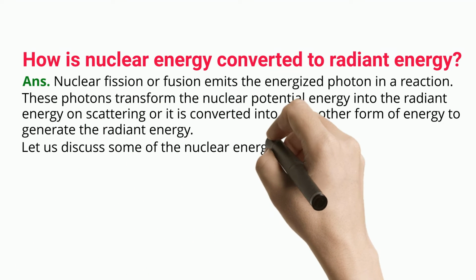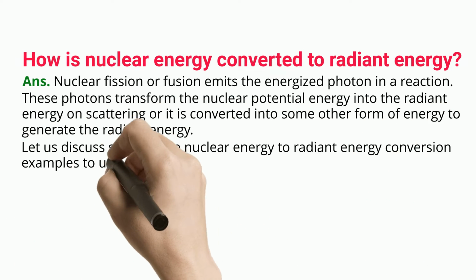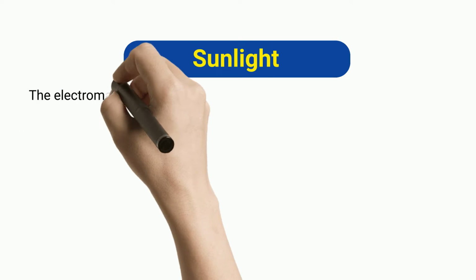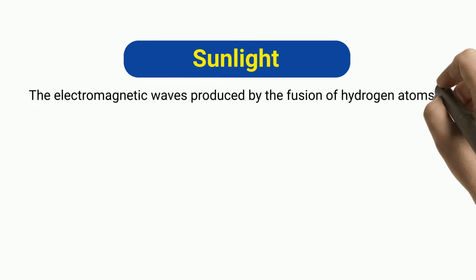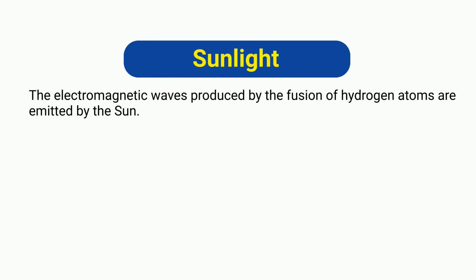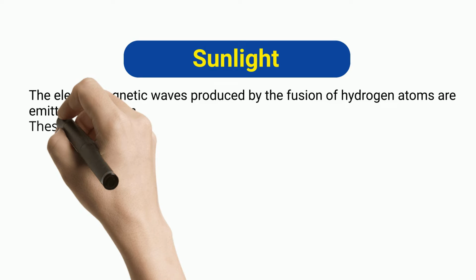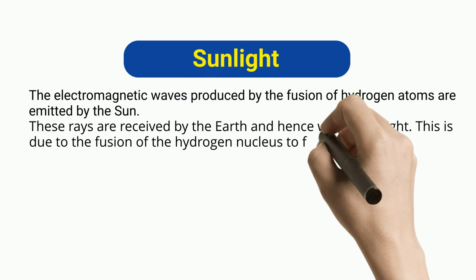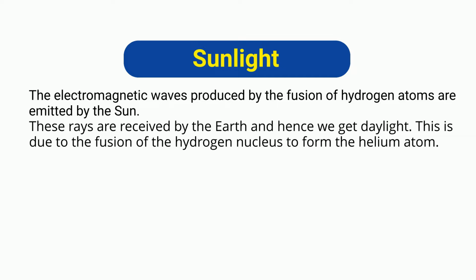Let us discuss some of the nuclear energy to radiant energy conversion examples to understand the topic clearly. Sunlight. The electromagnetic waves produced by the fusion of hydrogen atoms are emitted by the sun. These rays are received by the Earth and hence we get daylight. This is due to the fusion of the hydrogen nucleus to form the helium atom.